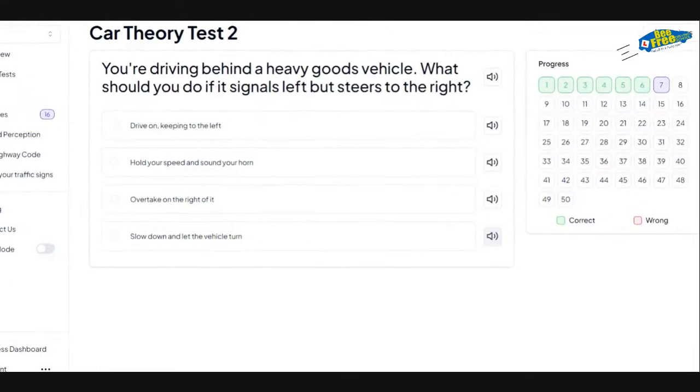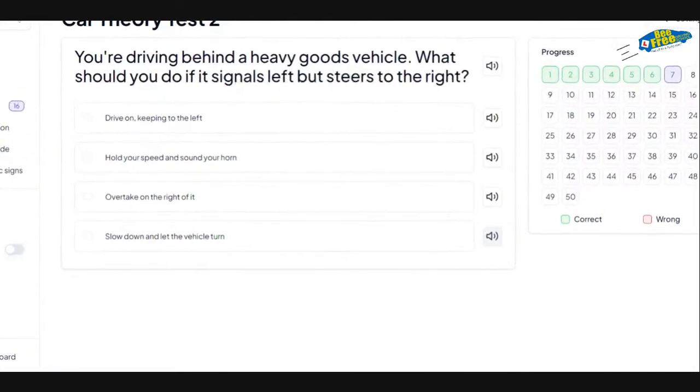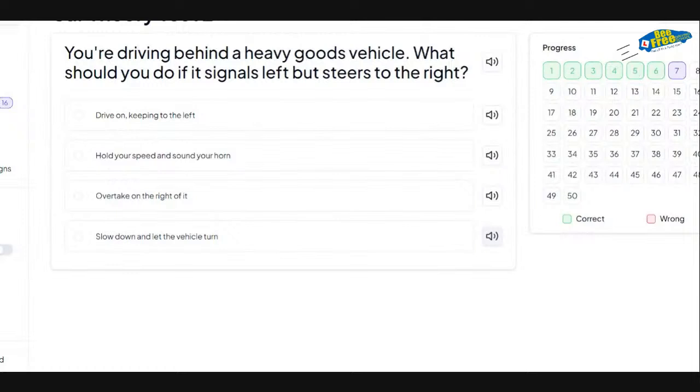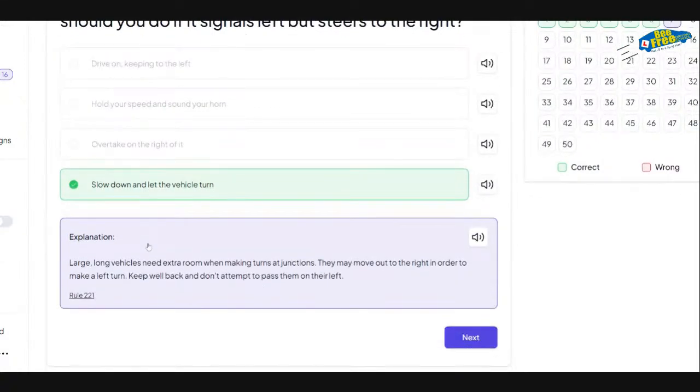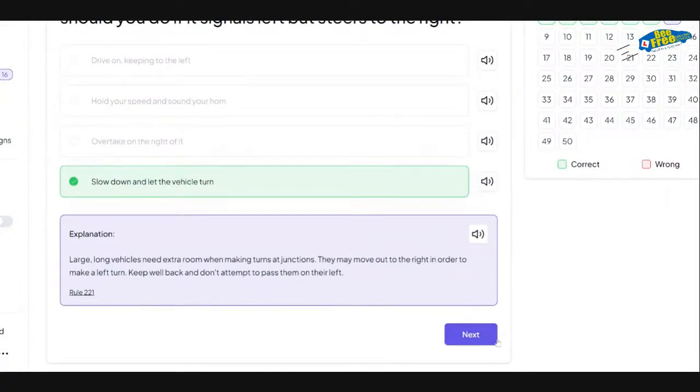Actually, let's do that. That's better, isn't it? You can see a little bit, but you're driving behind a heavy goods vehicle. What should you do if it signals left but steers to the right? You're going to slow down and let the vehicle do what it's doing. That's what you're going to do, because that large vehicle, having been a bus driver myself, you need a lot of space to maneuver, and a lot of car drivers don't realize that. They do get themselves into lots of problems. So, yeah, that's the correct answer.